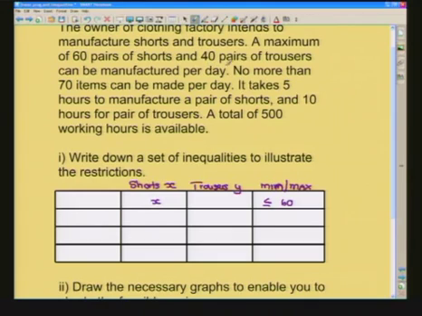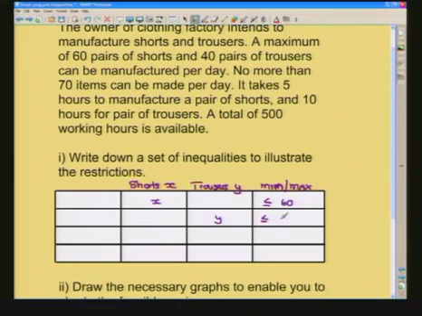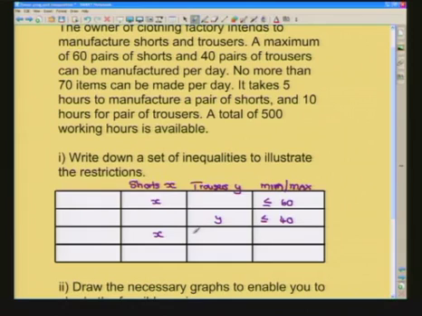Then they say, and 40 pairs of trousers. So again, I'm just dealing with my trousers. I'm not dealing with the shorts at all. So Y, the maximum must be 40 pairs of trousers. Can be manufactured per day. No more than 70 items can be made per day. Now, items means we're talking about the shorts and the trousers. So what I would do here is I go X plus Y less than or equal to 70. All right, so that's involving both of them.